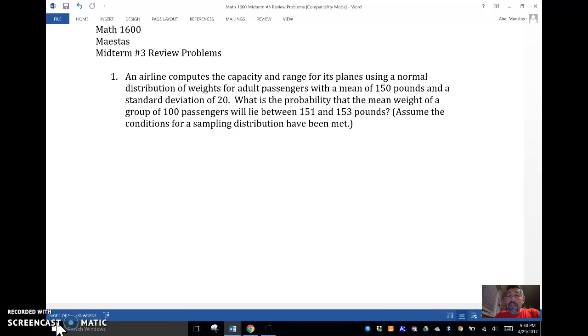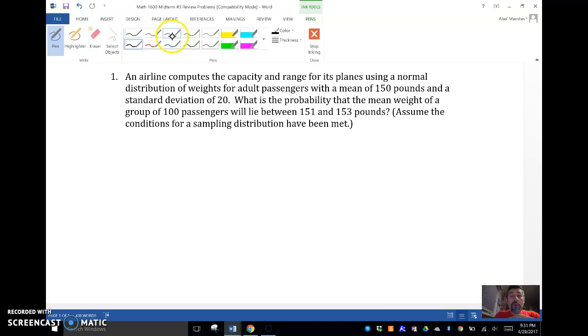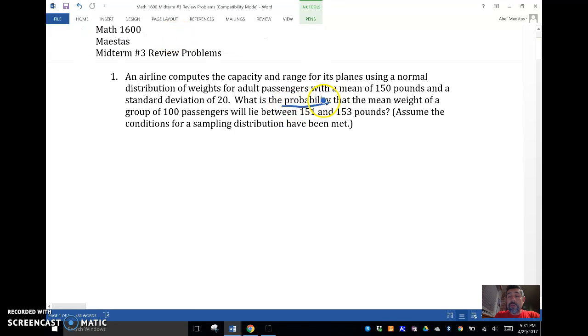So number 1, this is a sampling distribution. I know it's a sampling distribution. I'm looking for a probability, and I also know this is a sampling distribution because I have a group of 100 passengers, which means I have a sample. So anytime I have to deal with a sample, I have to use a sampling distribution and a normal distribution.